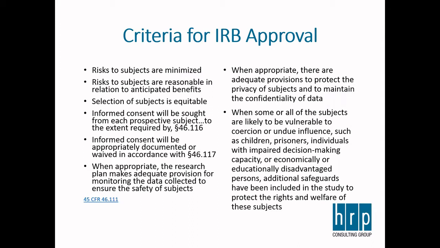And then of course, when some or all subjects are likely to be vulnerable to coercion or undue influence, such as children, prisoners, individuals with impaired decision-making capacity, there need to be additional safeguards in place to protect the rights and welfare of those subjects. So IRB needs to ensure that all of these criteria have been satisfied in order to grant approval.